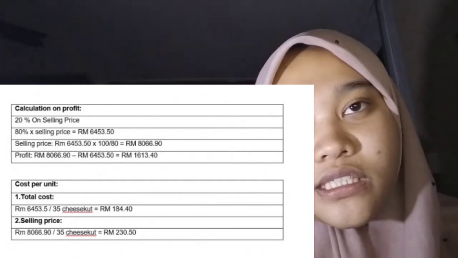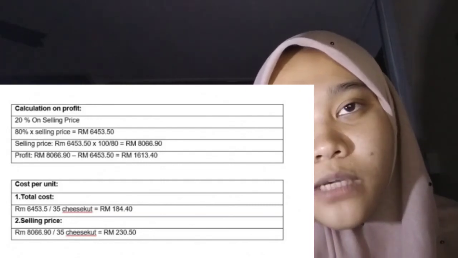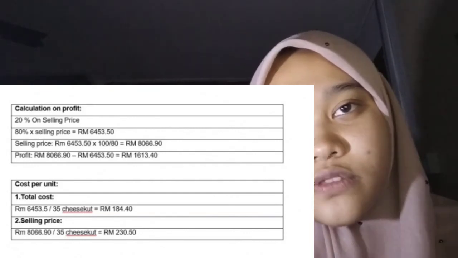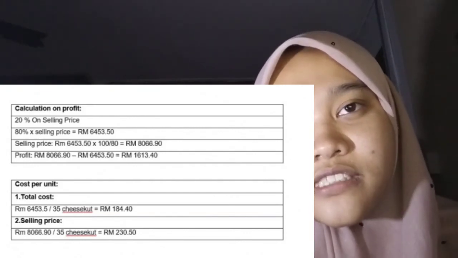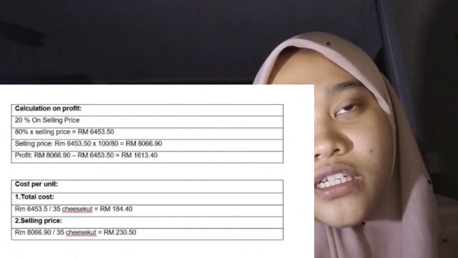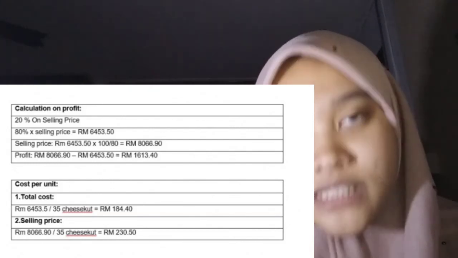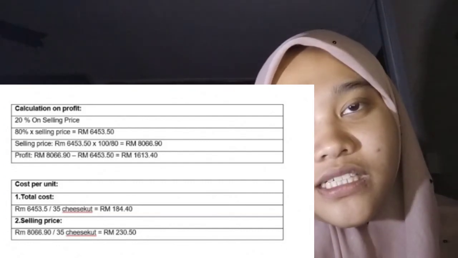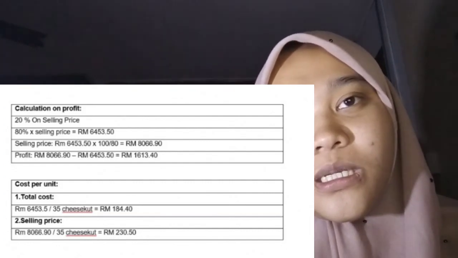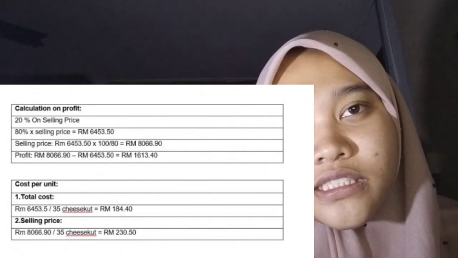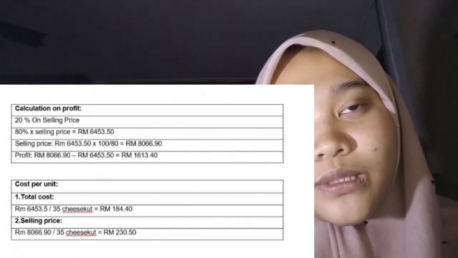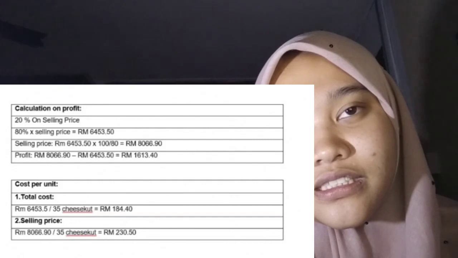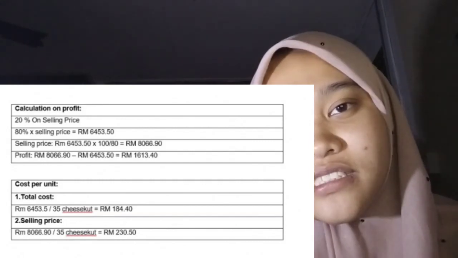So for cost per unit, the total cost that we get from the forward calculation is 6,453 ringgit and 50 cents, divided by 35 cheesekut, which will be 184 ringgit and 40 cents. Then the selling price will be 8,066 ringgit 90 cents divided by 35 cheesekut, which equals 230 ringgit and 50 cents. So that's all for my part.